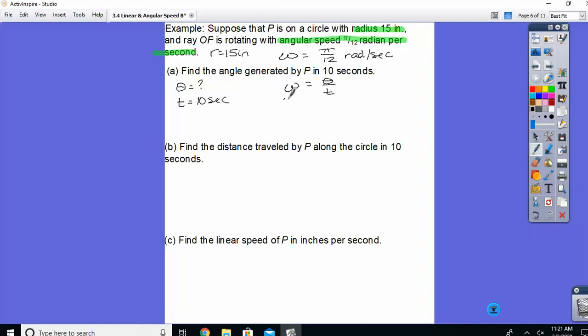So I prefer to write down what formula I'm using. So my omega is pi over 12 equals theta over 10.